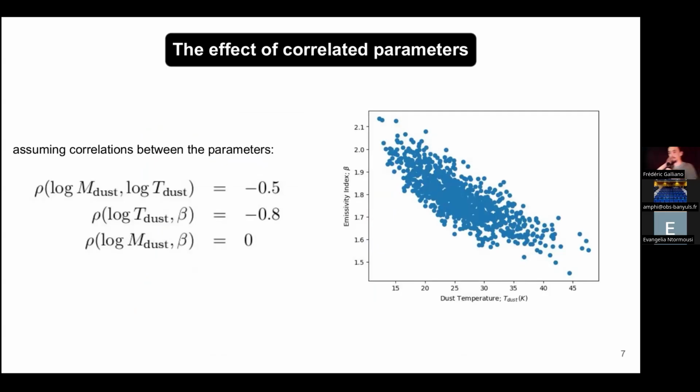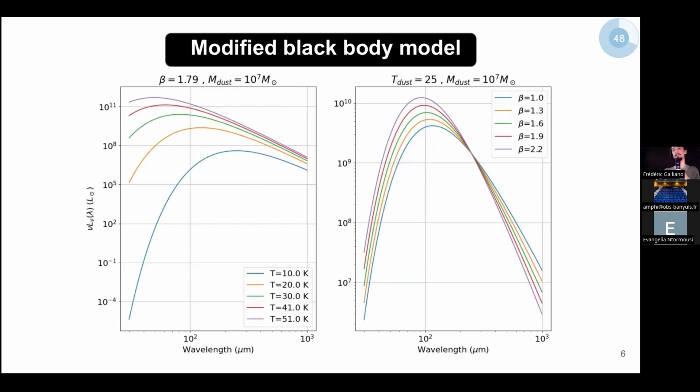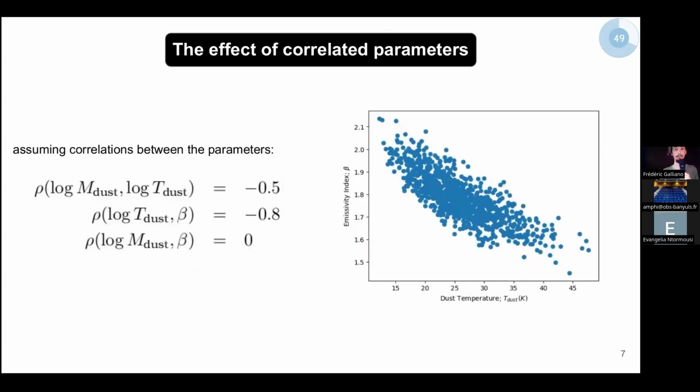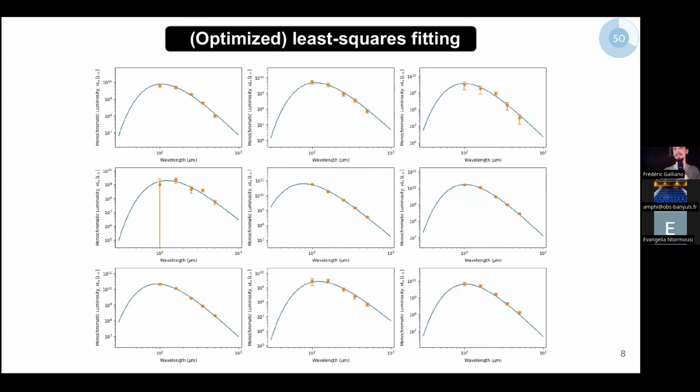Okay. So we started off by generating 1,000 realizations of these parameters. As you could see in the previous plots, because the beta parameter and the temperature parameter are both very good at modifying the slope and the peak of the blackbody spectrum at far infrared wavelengths, they are degenerate. So we want to explore that parameter space and generate 1,000 realizations using these correlation coefficients. Here's a subsample of the SEDs that we have.